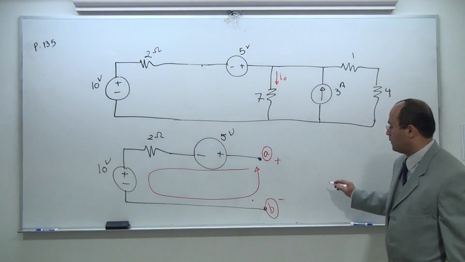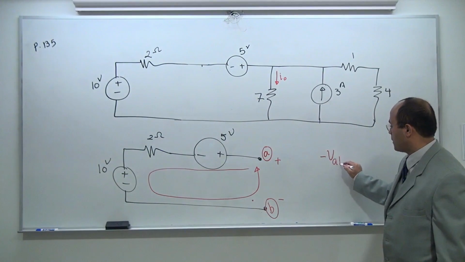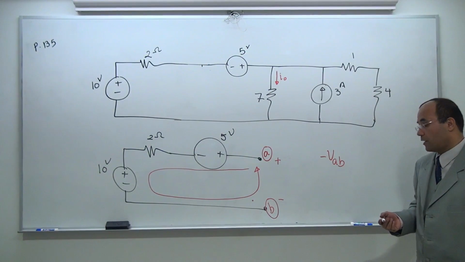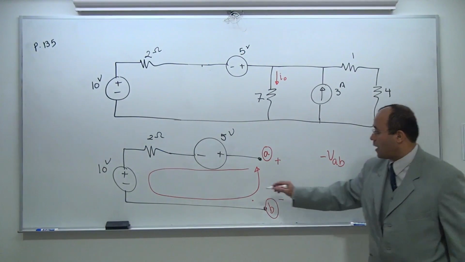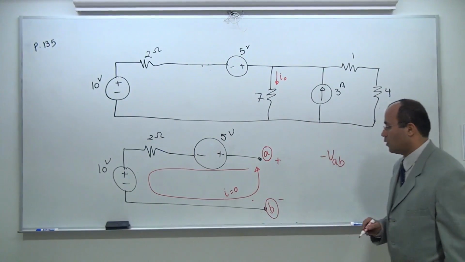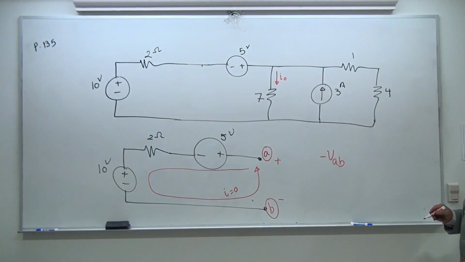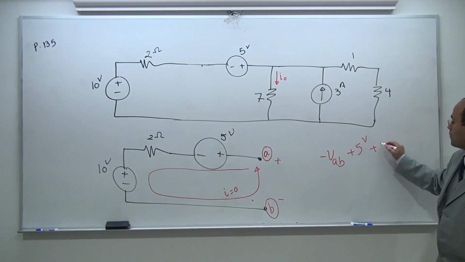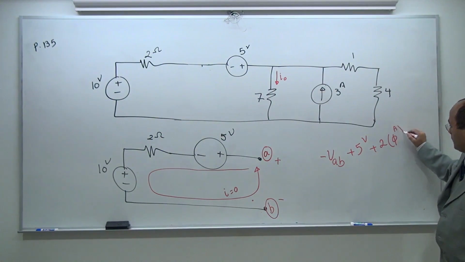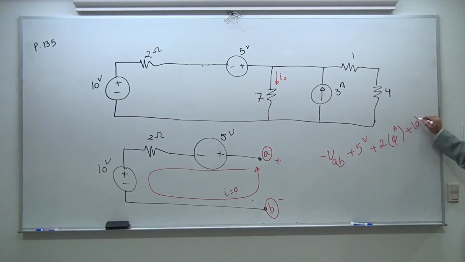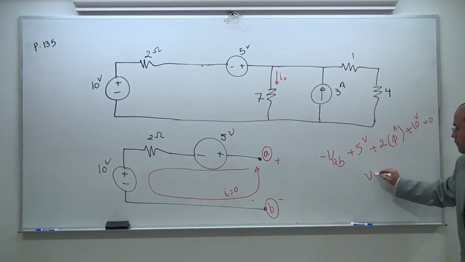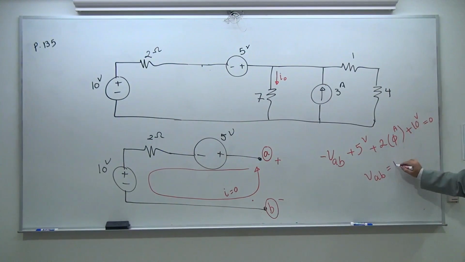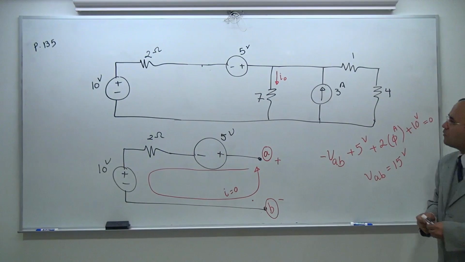Let's start from here. It's going to be minus VAB because I hit the minus polarity first. Of course, the current is 0 because I left it open, but there is a voltage and I want to find that voltage. This current is 0, okay, because it's open in my mind. AB are open. Then minus VAB plus 5 volts plus 2 times 0 amp is only in my mind plus 10 volts is equal to 0. How much is my VAB? My VAB is going to be, take it to the other end, this is 0, 5 and 10 is going to be 15 volts. It's very easy to see it.